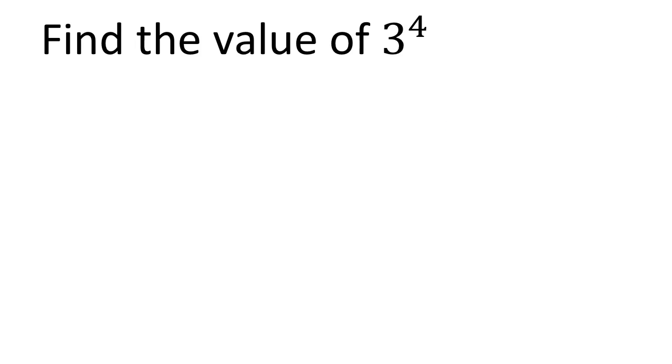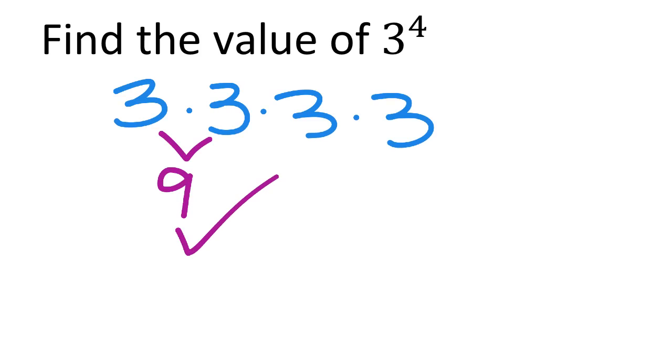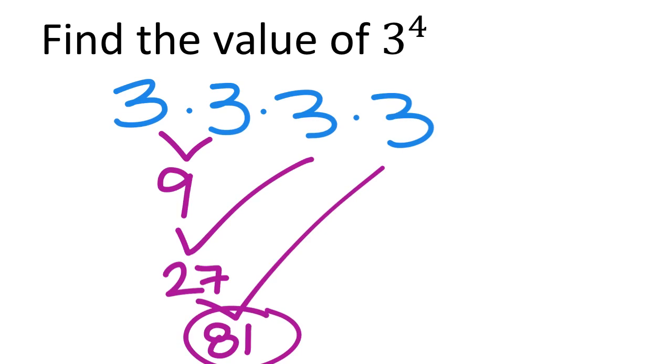All right, so when I solve exponential expressions like this, well, I usually use a calculator, but I can't use calculators yet. So I would expand this out. Instead of 3 to the power 4, I would want to see the repeated multiplication: 3 times 3 times 3 times 3. Then, working from left to right, 3 times 3 is 9, 9 times 3 is 27, and 27 times 3 is 81. So that is the value of 3 to the power of 4.